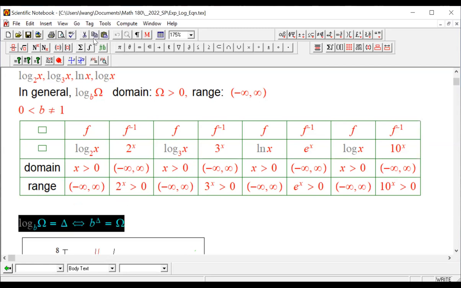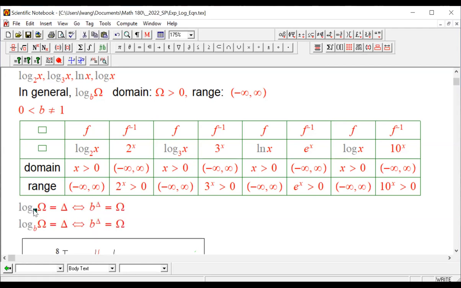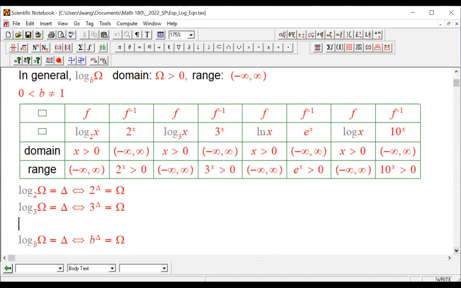So in this relationship, in the special cases, it describes base 2, when b is 2. So that describes the relationship between logarithm base 2 and 2 to the power x. And for base 3, that describes the relationship between log base 3 and 3 to the power triangle.